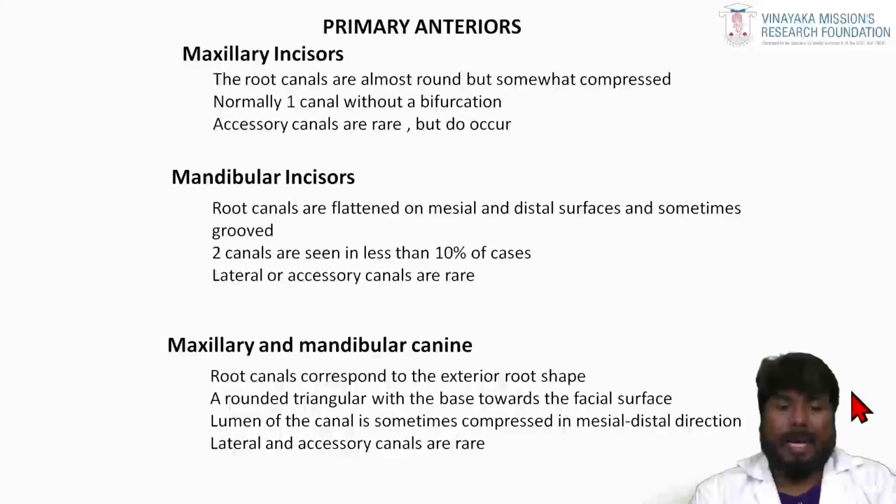In primary anteriors, maxillary incisors, the root canals are almost round but somewhat compressed. Normally one canal without a bifurcation. Accessory canals are rare but do occur.